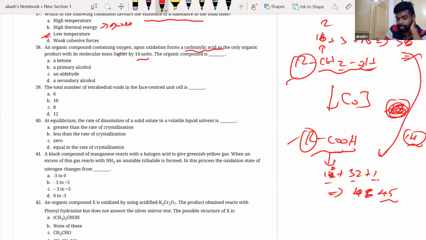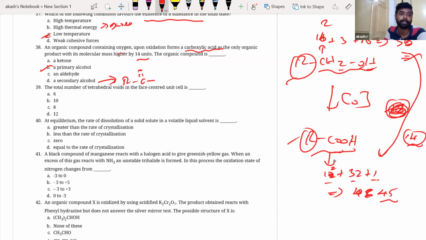So an alcohol getting converted into a carboxylic acid, the difference in molecular mass is 14. So definitely it should have been a primary alcohol. Now, secondary alcohol will get oxidized to only ketone, not an aldehyde, not an acid. Only primary alcohol can give me an aldehyde or an acid.